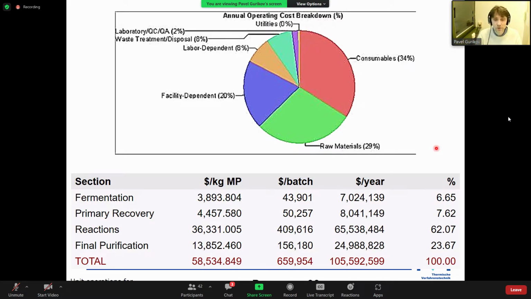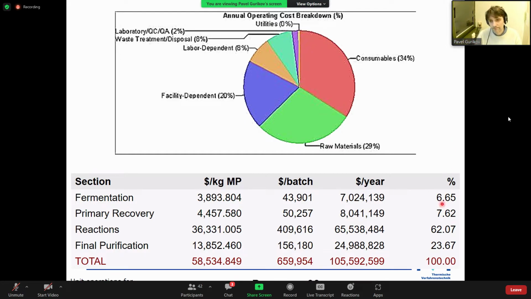Fermentation and primary recovery are usually the steps where you spend very little money when compared to the final purification. That is why, if you are an engineer asked to optimize something in the process, the focal point of your optimization would be the very last two sections, namely reactions and final purification.